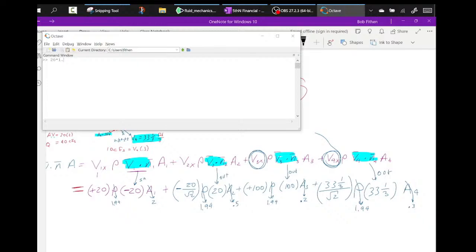20 times 1.94 times minus 20 times 2 plus 20 minus 20 square root of 2 times 1.94 times 20 times 0.5 plus 100 times 1.94 times 100 times 0.2 plus 33.3 divided by square root of 2 times 1.94 times 33 and a third times 0.3.